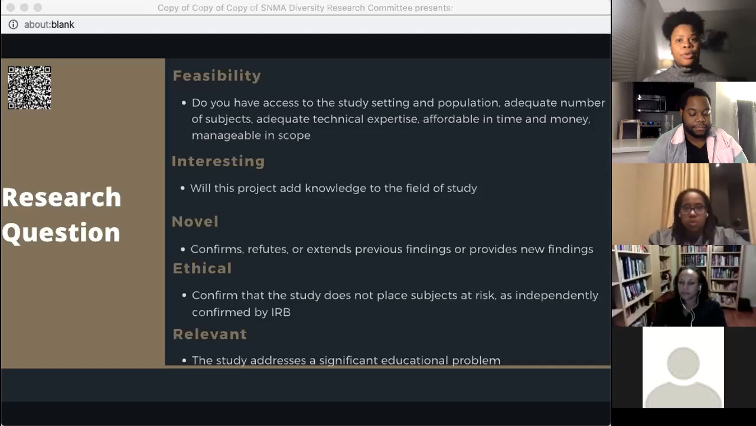Is it ethical? That's something you want to work out, and it'll be confirmed by the IRB. And then, is it relevant? Is it addressing a significant educational problem? In my opinion, it certainly was. And so I used my significance statement to say that this is something that needed to be done as a result.